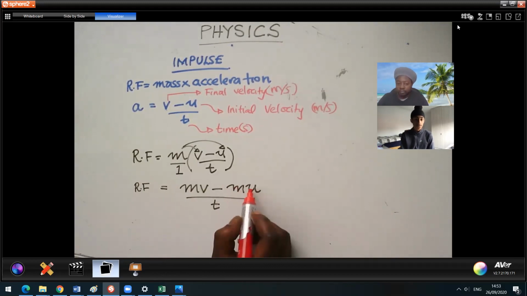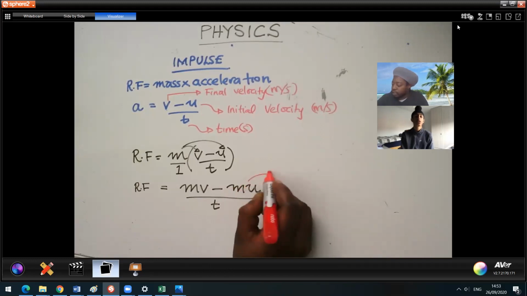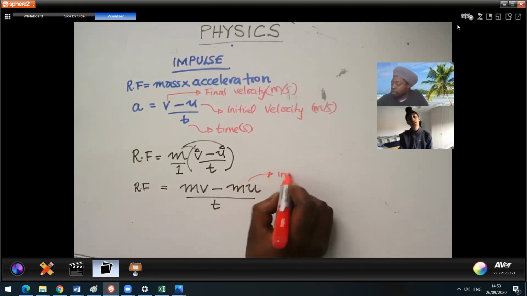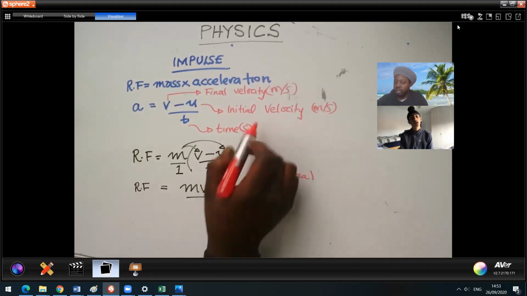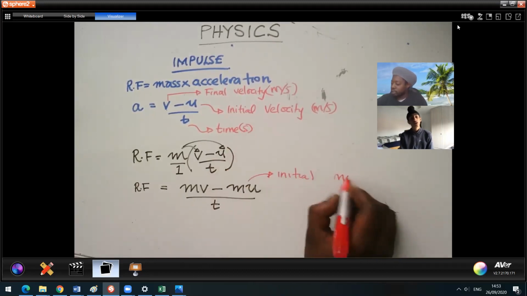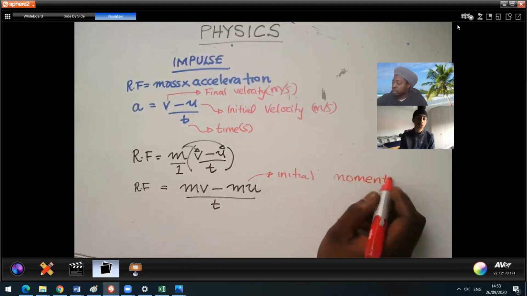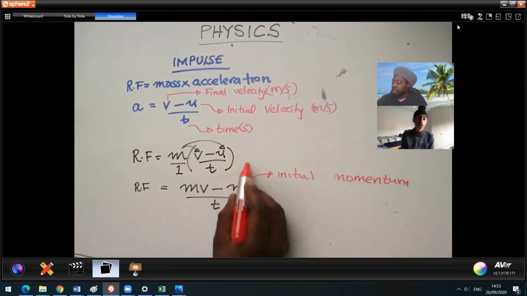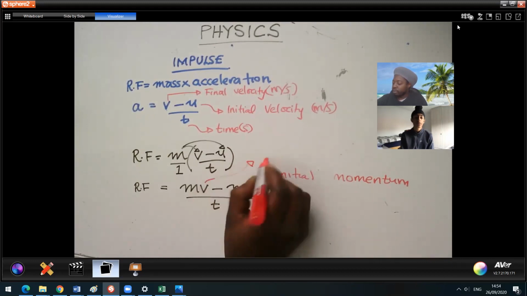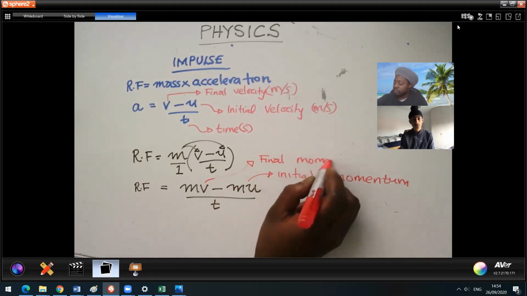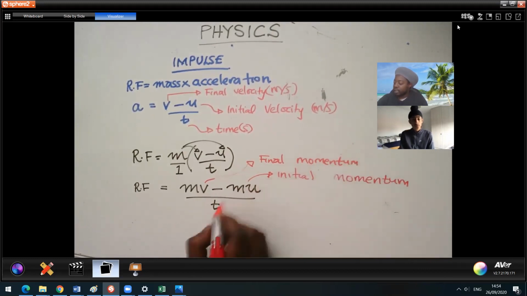Now, when you look closely at what we have here, mass times initial velocity. Where have we seen this mass times velocity business? Is it in momentum? Correct, momentum. So this here is what you call the initial momentum, and this is the initial velocity. And this here is the final momentum. And this here is time, as per usual in seconds.